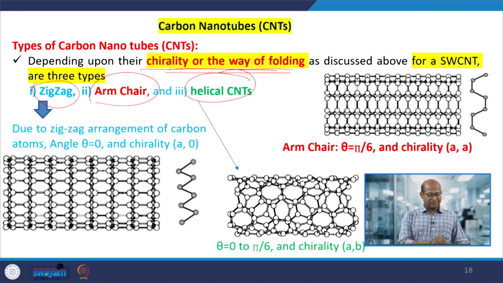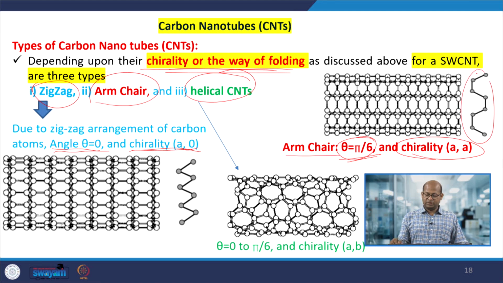That way we can consider zigzag, armchair, or helical types of CNT. When it is a zigzag arrangement of the carbon atoms, the angle theta equals 0, and the chirality, which I will discuss, is A0. When it is armchair, theta equals pi by 6, and chirality is AA, then it is an armchair type of single wall carbon nanotube structure. When theta is between 0 and pi by 6, and chirality is AB type, then a helical type of CNT is formed.